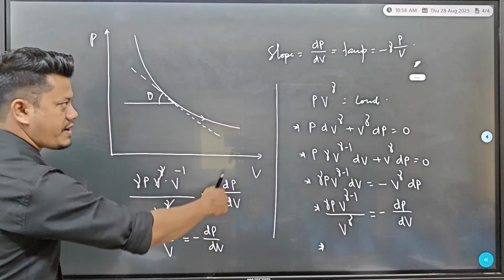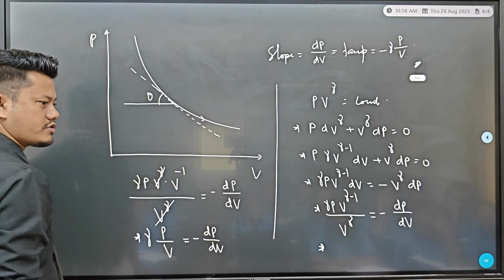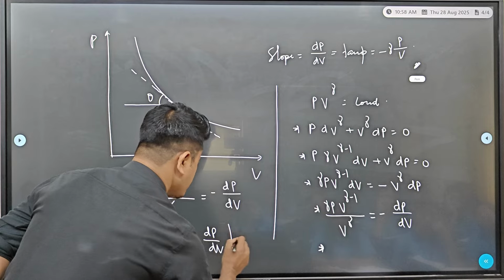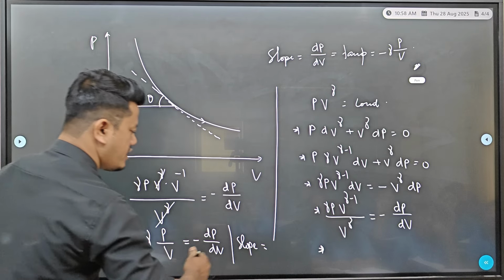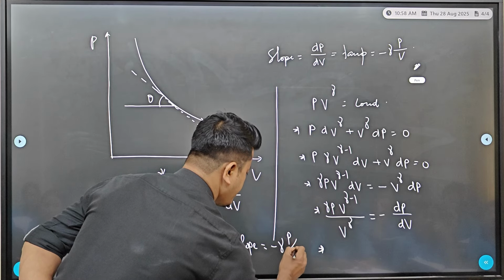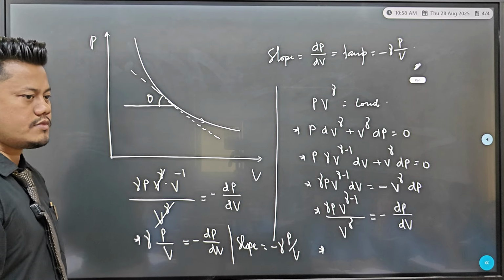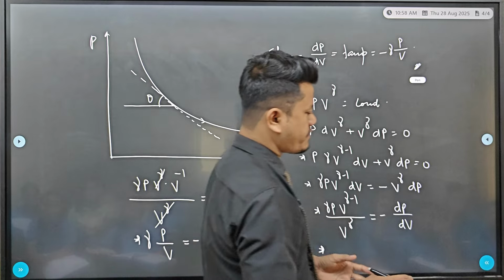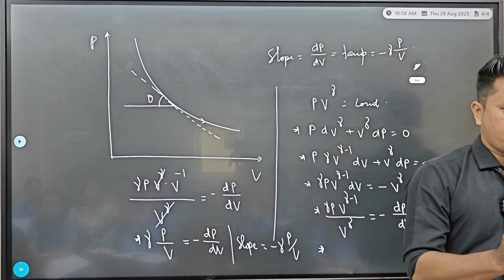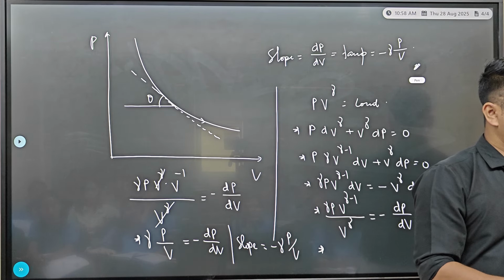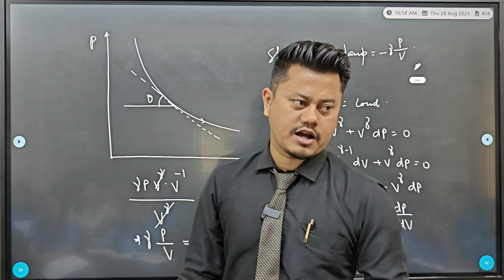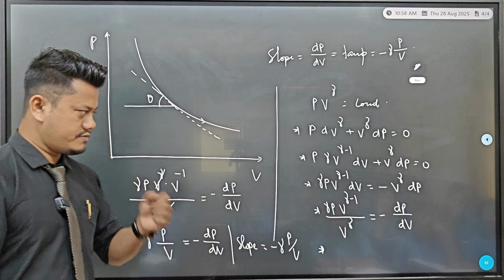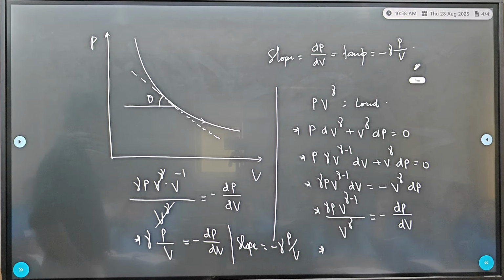What is dP by dV, by the way? dP by dV is known as the slope, or not? So ultimately what I got, if I take this minus towards the left hand side, slope is equal to minus gamma P by V. I hope you understood. Got it? So for isothermal process, slope of PV indicator diagram always gives you minus P by V. For adiabatic, it always gives you minus gamma P by V. Is that clear? If you want to note it down, you can note it down.